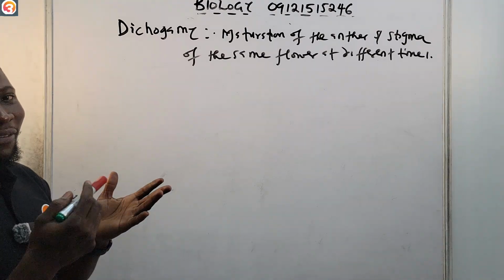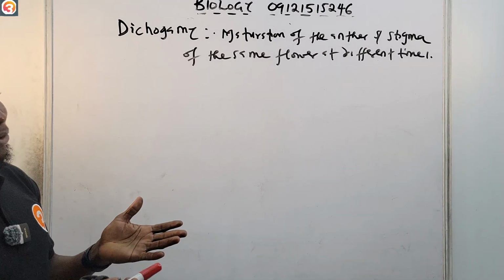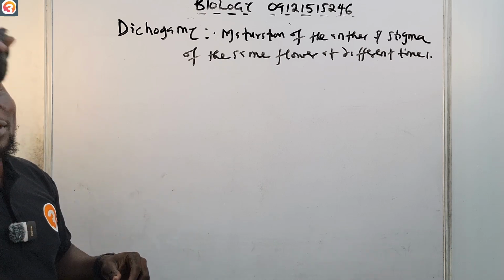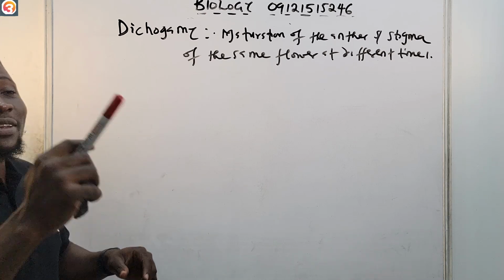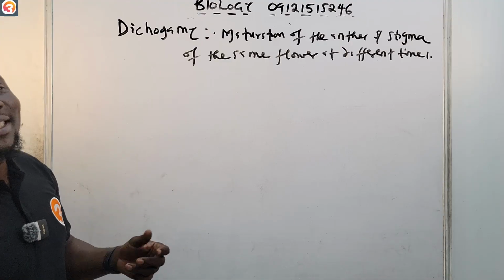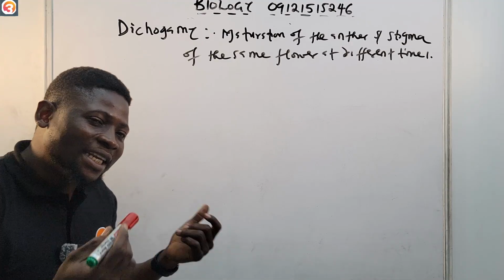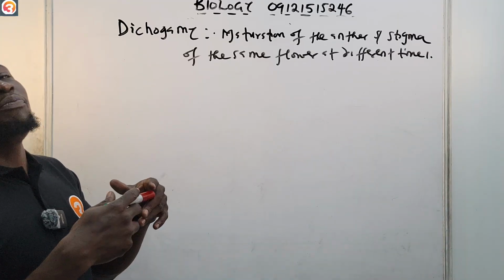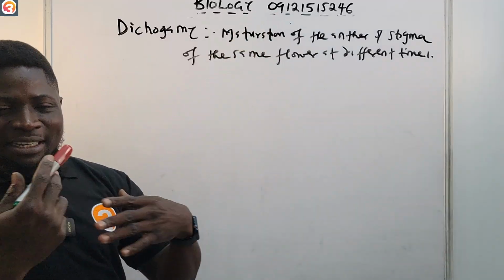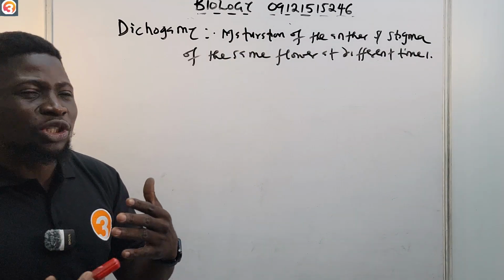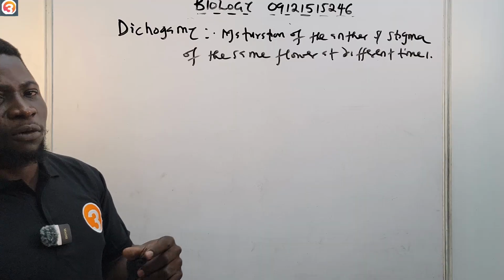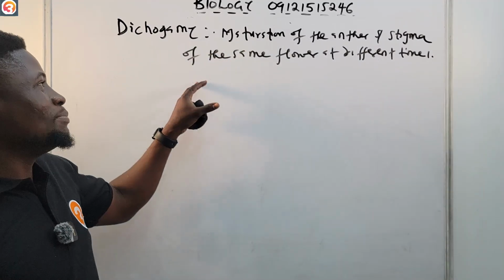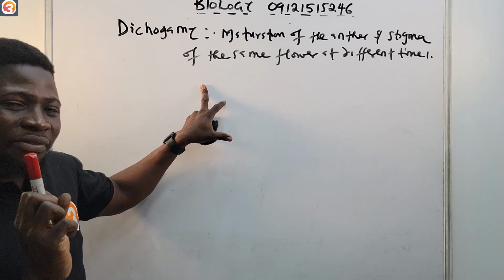It's possible that in one flower, the anther is mature, but the stigma is not mature yet. You understand? So it has to do cross-pollination with another flower of the same species that has a mature stigma. Pollination must occur. So this discourages self-pollination. If both of them are not maturing at the same time, it will discourage self-pollination and encourage cross-pollination. So dichogamy is the maturation of the anther and stigma of the same flower, but at different times.